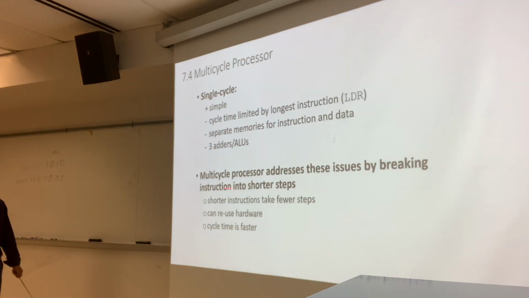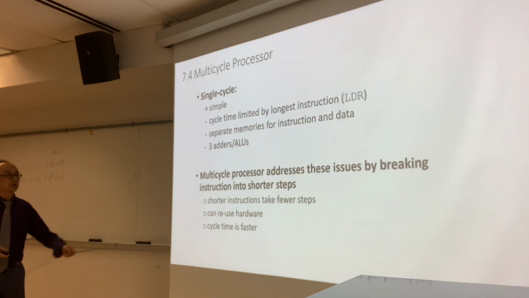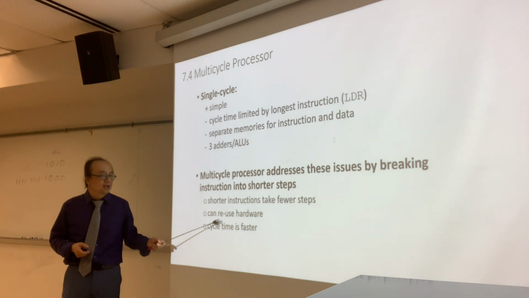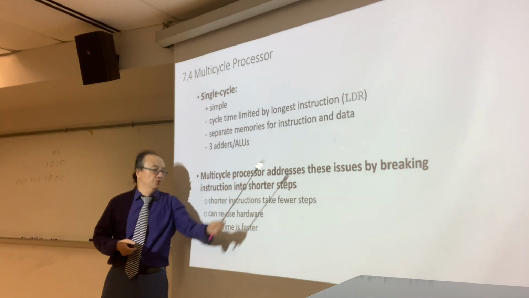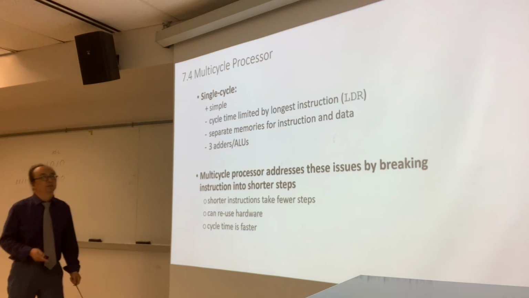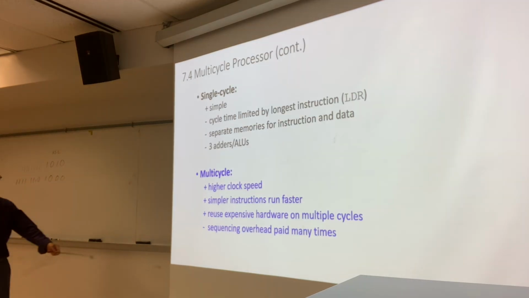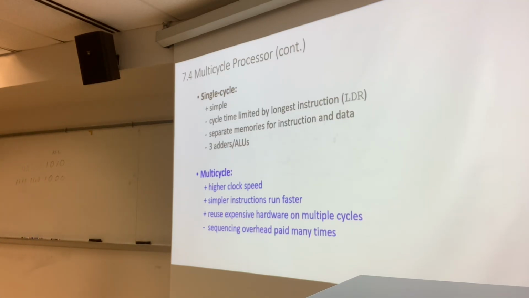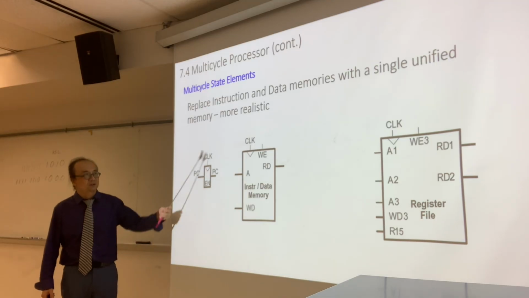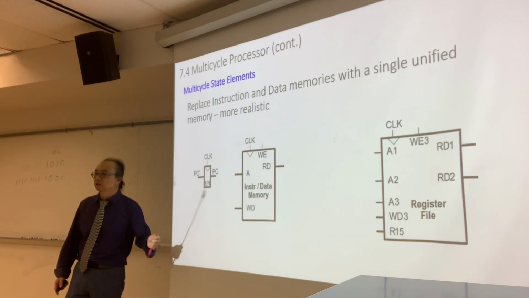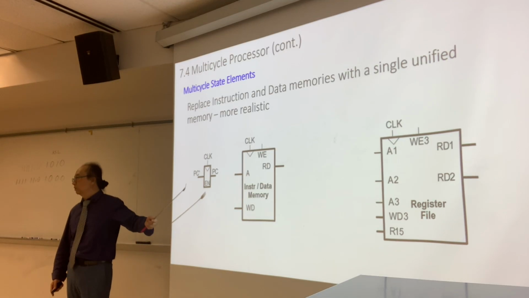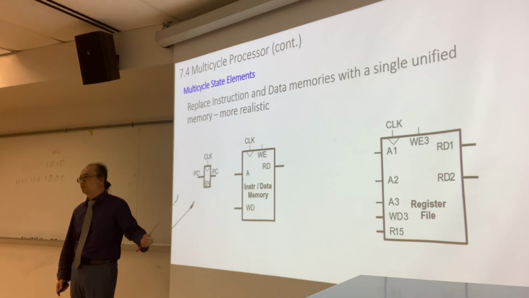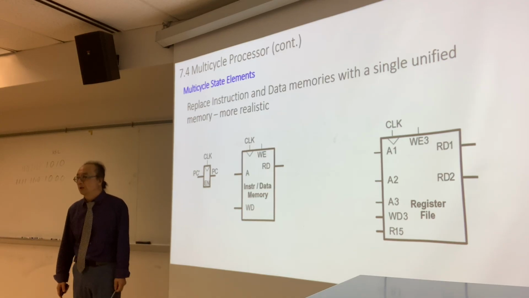For the multi-cycle, we're going to have a shorter instruction, take fewer steps, and we're going to be combining these two, and cycle time is going to be really faster. But one drawback is the sequencing overhead paid many times. So we'll quickly take a look at it. You don't have to copy this down. I'm going to show you one example of combining all these multi-cycle blocks together, and then we're going to move on to pipeline.